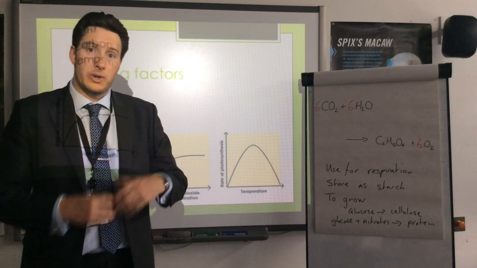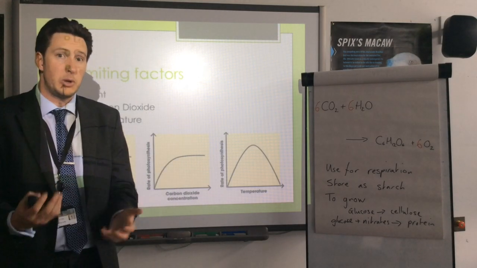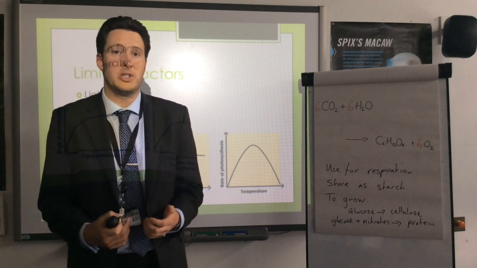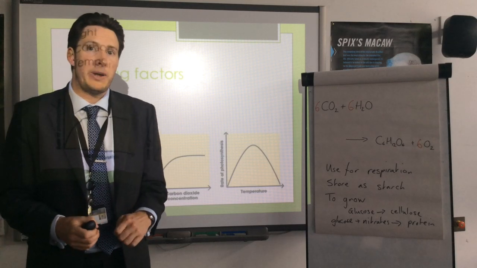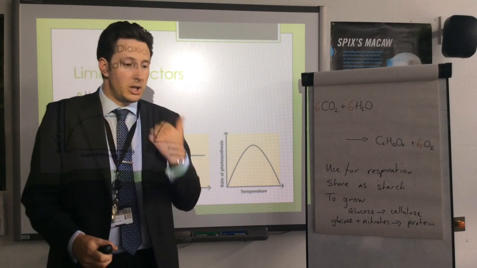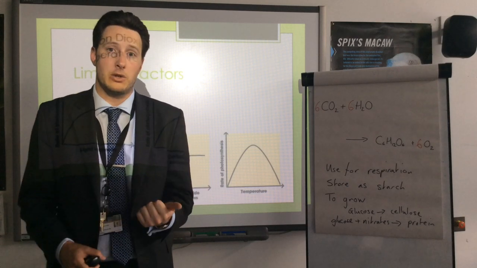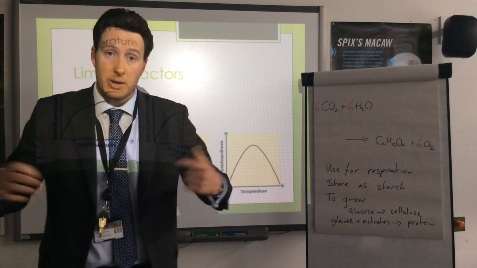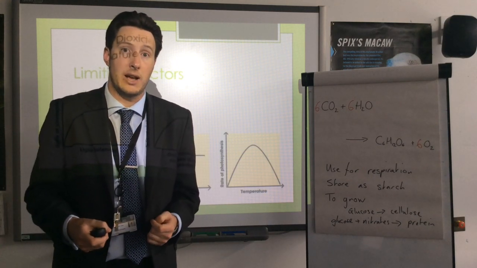They wouldn't pump it up to an incredibly high level, but you could certainly boost it from about 0.03% to about 1 or 2%, and that would be enough to make a big difference to the plants, speeding up the rate of photosynthesis. So you can increase the amount of light by putting artificial lighting up. You can increase the concentration of carbon dioxide by pumping carbon dioxide into the greenhouse.